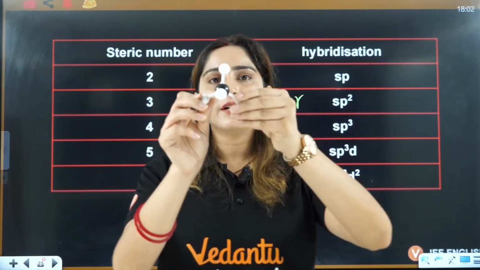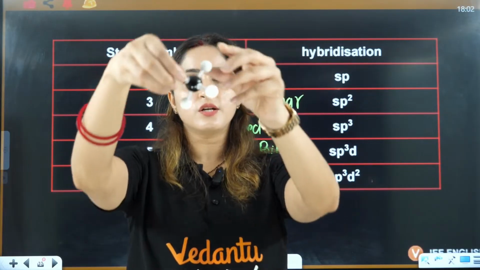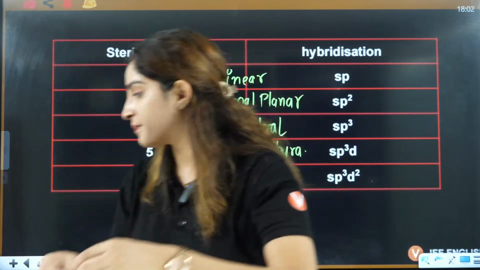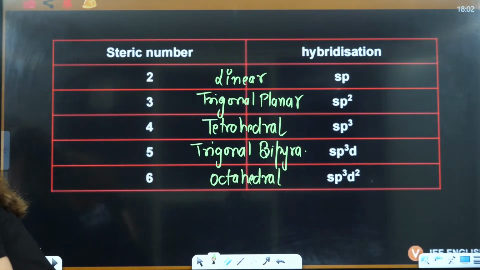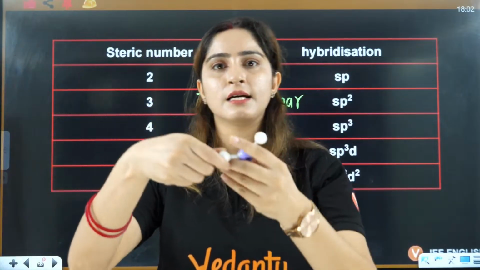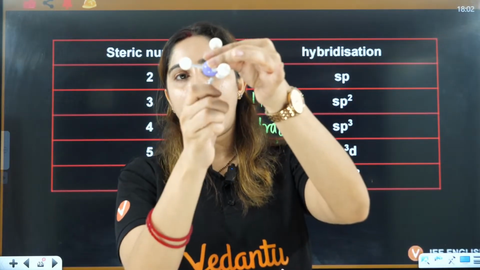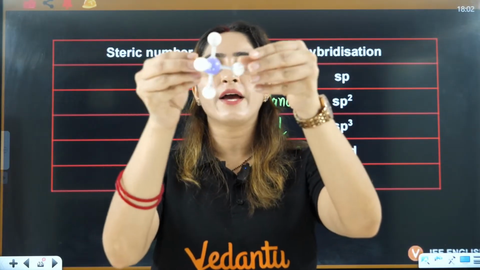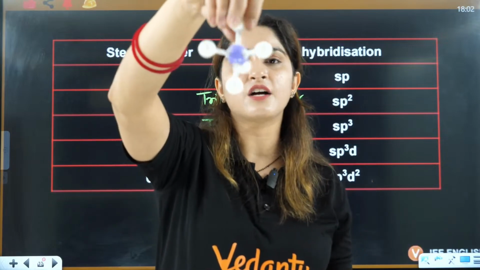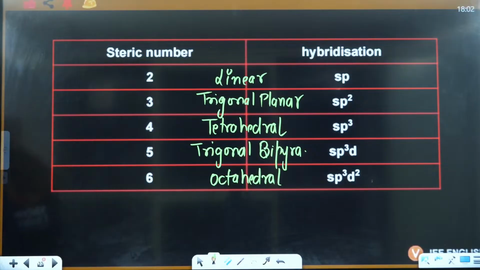Now tetrahedral is this kind of structure. Can you see? This is the tetrahedral structure. Now what is trigonal bipyramidal? You have trigonal planar, and in this you should have two pyramids, one above and one below. That is trigonal bipyramidal. This structure is trigonal bipyramidal.